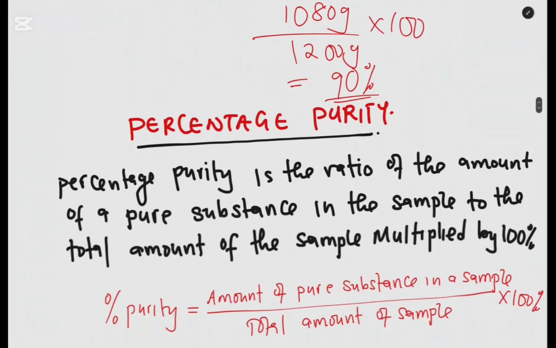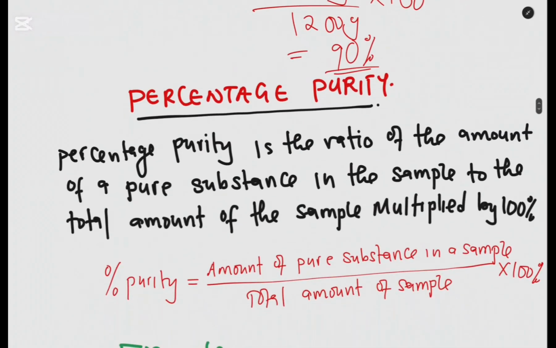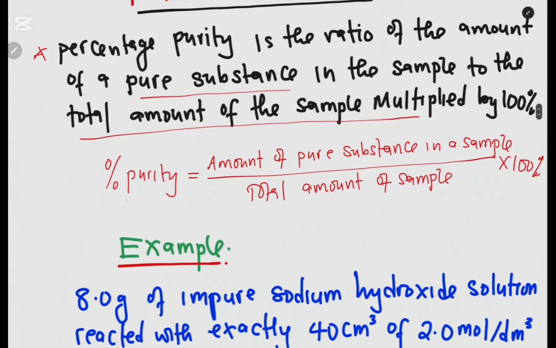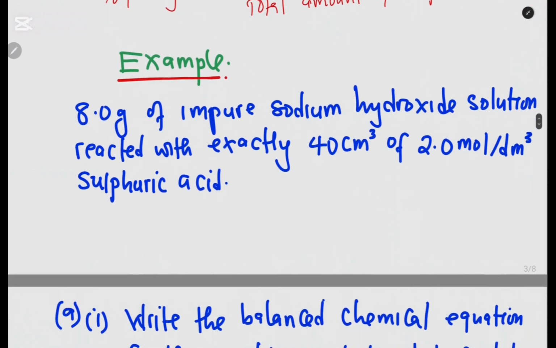All right, let us proceed to look at percentage purity. What is percentage purity? Percentage purity is the ratio of the amount of the pure substance in the sample divided by the total amount of the sample, multiplied by 100. In terms of formula, that is how you look at it. Let us go into the calculations.